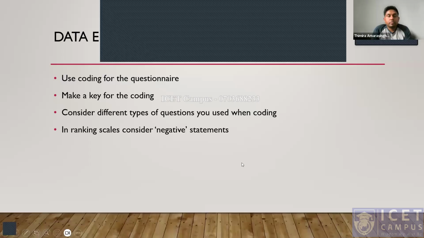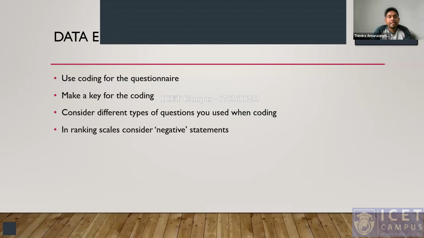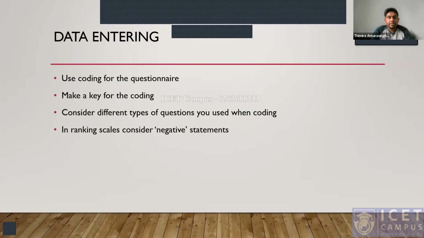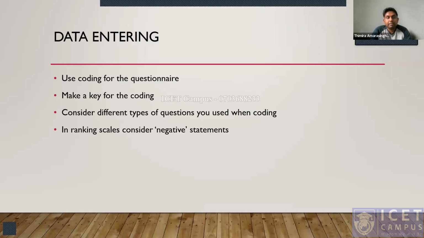Okay. So the first step of data entering is to use a proper coding method. The other, after you are doing the coding, make sure you make a key for the coding. The key means you have to prepare a document with the question numbers and what is the meaning of each code. For an example, section A, question 1, male equals 1, female equals 2. In that way, for the whole questionnaire, you have to create a key.